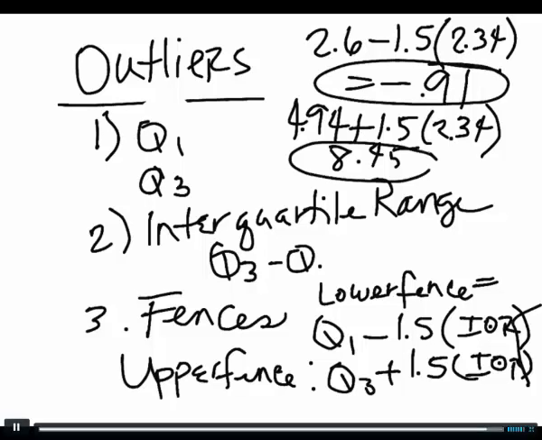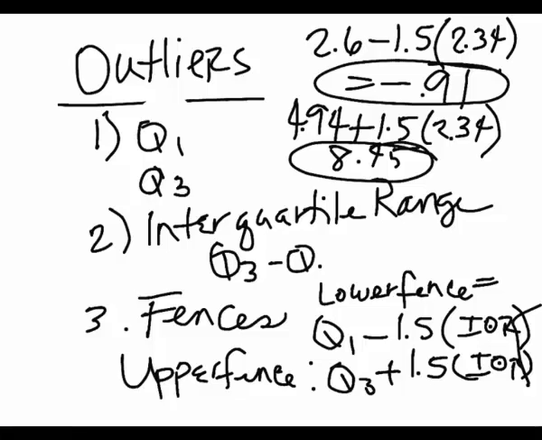Now go look at the data again. Hopefully you wrote that all down, or you can rewind it and look at the data again. Look at all of the values. Are there any outliers? The answer is no, there are no outliers because all of the values that we have are in between the lower and upper fences. If there were numbers below negative 0.91 or above 8.45, those would be your outliers.